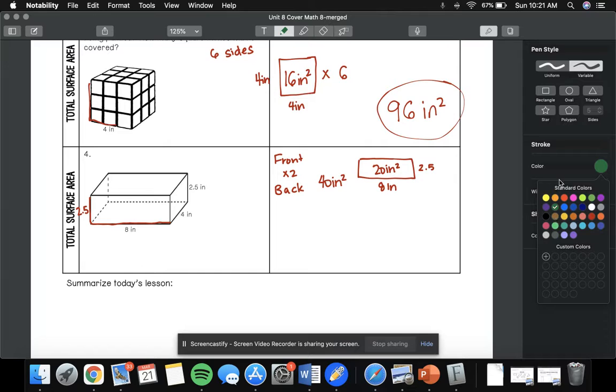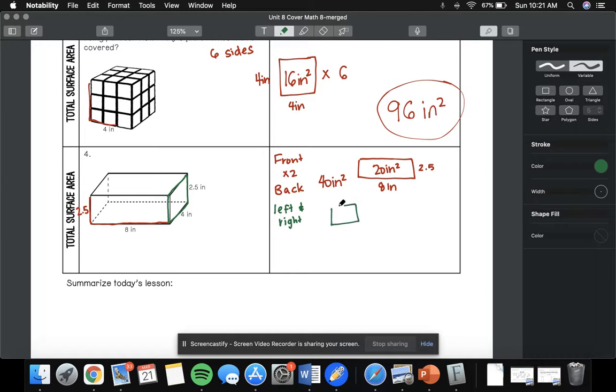All right, now let's do the left and the right. Okay, so I'm going to start with the right because it looks like it kind of just shows me a little bit more. Okay, so let's say that it is 4 inches long and 2.5 inches high. Okay, so 4 times 2.5 would be 10 square inches. Again, I need to double it because we also have the right-hand side. Okay, so that would be 20 square inches for the left and for the right.